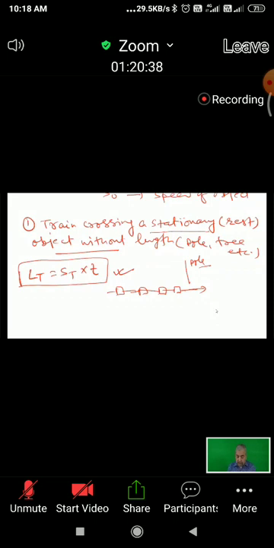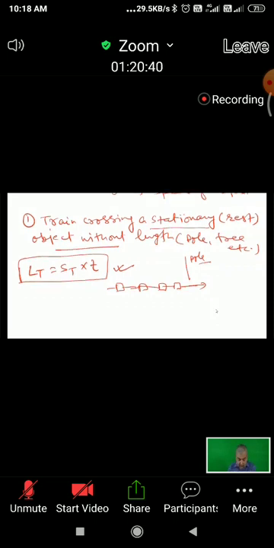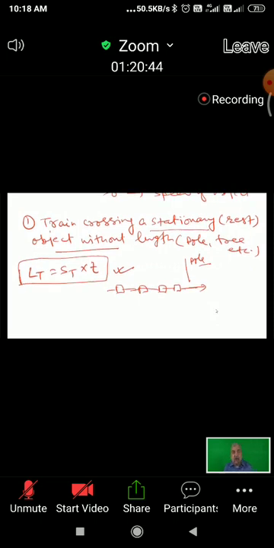So this is the first possibility. Train crossing a pole, and the length of the pole is negligible with respect to the train. So when the train is crossing the pole, it is crossing its own length. So the distance traveled by the train is its own length. I have written here length of train equal to speed of train into time taken. This equation will be maintained in this situation.